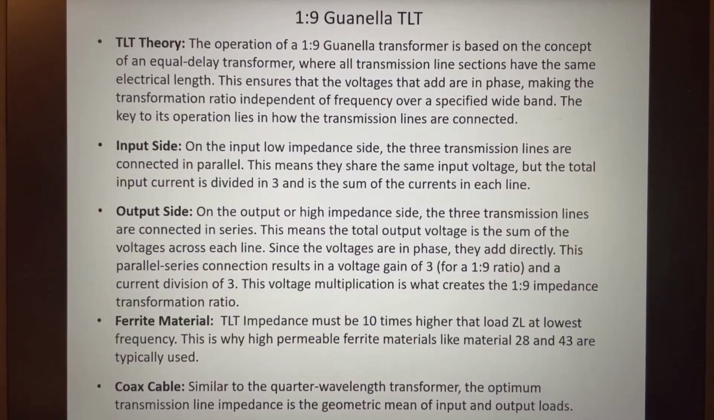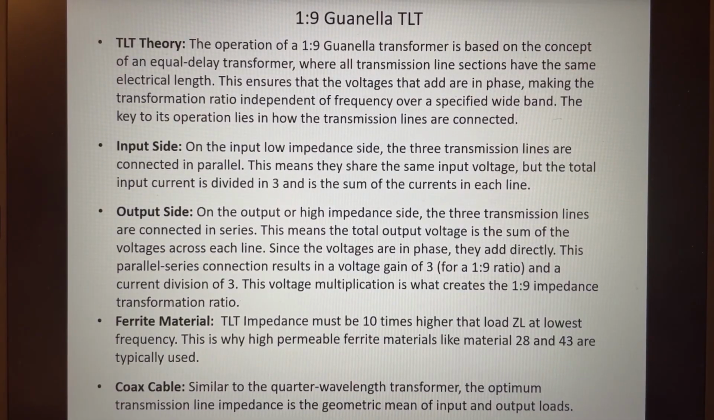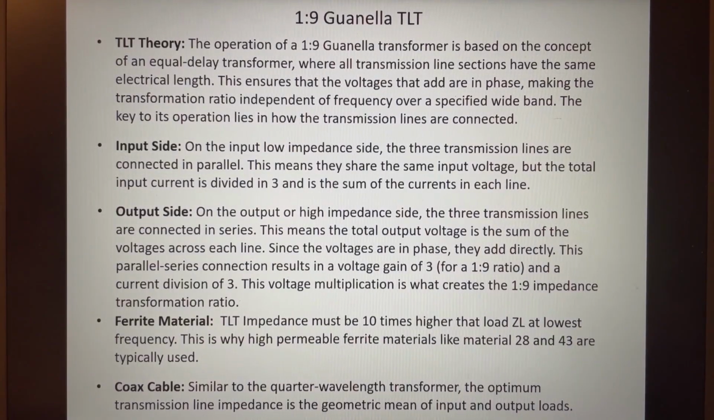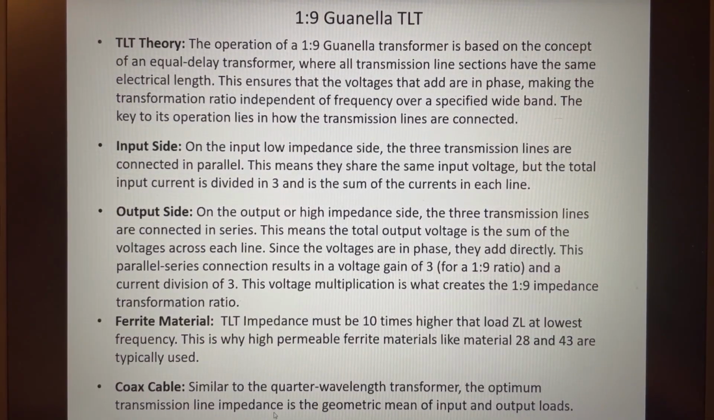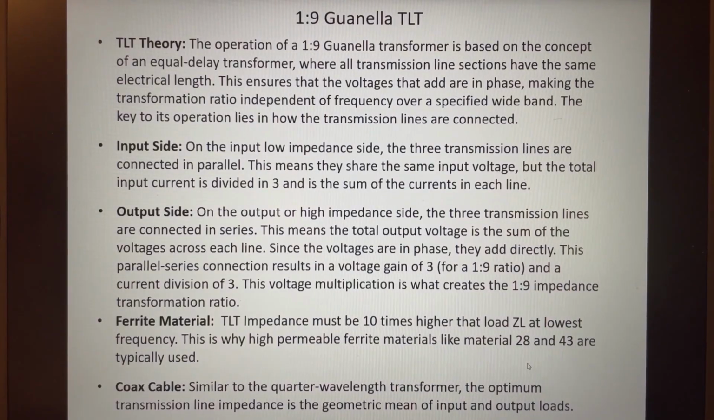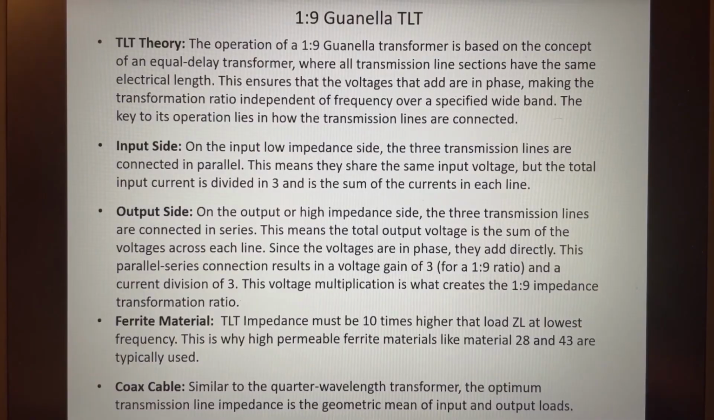And the coax itself, it's similar to a quarter wave transformer, but in that we need to calculate what the requirements are for the actual cable. So what should the impedance of the coax cable actually be? And we calculate the geometric mean of the input and output loads. And typically, in order for the transformer to perform properly and at the proper bandwidth, we need to use low impedance coaxes like CT12 or CT18. And we'll show that in the upcoming slides.